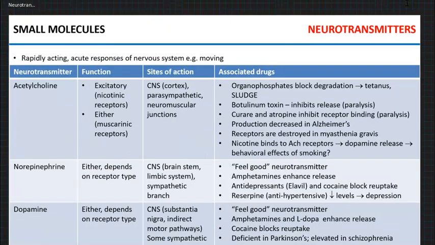So, first, let's talk about what is a neurotransmitter? What are the different types of neurotransmitters? We're effectively going to be talking about two types. One type is the small molecule neurotransmitters. These molecules act fast, but the responses that they cause do not last long. So I'm going to put the note that they are short-lived responses.